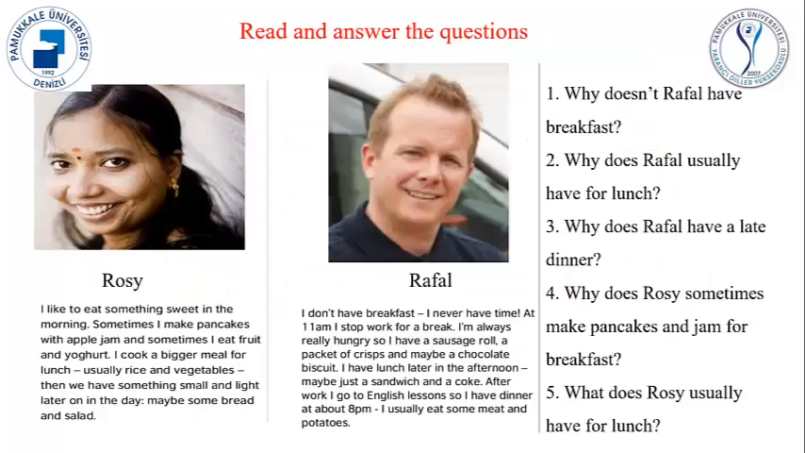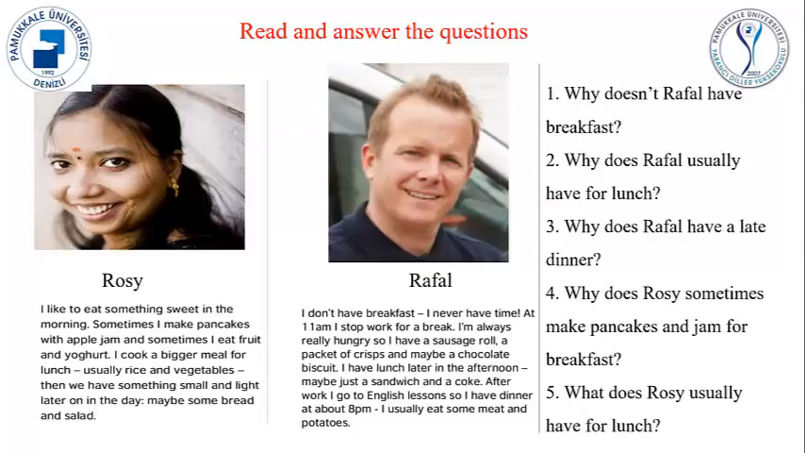There are two readings here, and there are five questions about this reading. First, about Rosie. Rosie says, I like to eat something sweet in the morning. Sometimes I make pancakes with apple jam, and sometimes I eat fruit and yogurt. I cook a bigger meal for lunch, usually rice and vegetables. Then we have something small and light later on in the day, maybe some bread and salad.